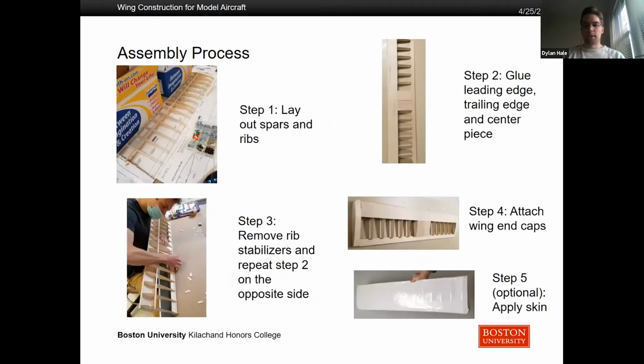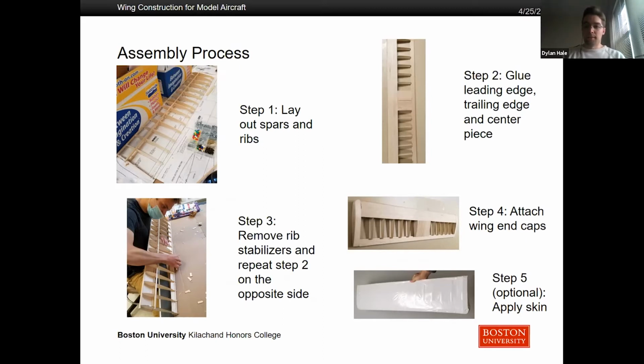So our general assembly process that we followed for each wing was to first lay out our spars and connect all the ribs to them. The ribs have to be pinned in place for this process, otherwise they'd fall over while you wait for the glue to dry. So once that was all dried, you could attach the leading edge, the trailing edge, and the centerpiece, which is where the wing would connect to a fuselage.